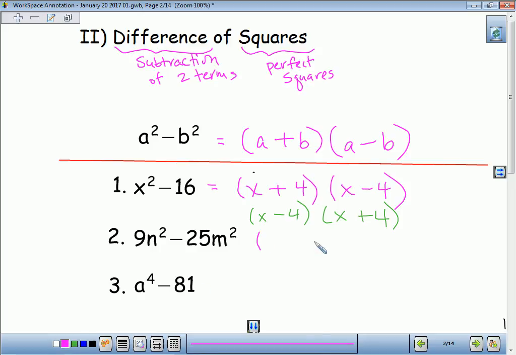Pretty bad example. All right, now, what would this one factor to?